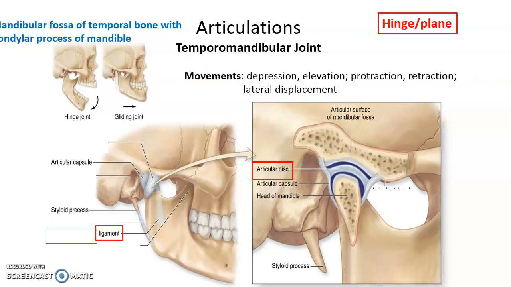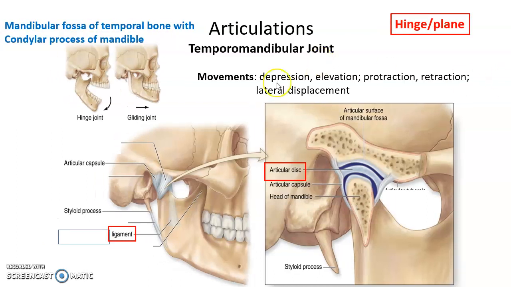All right, now we're going to go through some specific joints whose names and general structures you'll need to know. First up, the temporomandibular joint, the joint between the mandibular fossa of the temporal bone and the condylar process of the mandible. Mandibular fossa, condylar process. There's also an articular disc, a piece of fibrocartilage between the two bones. So that is also important to remember.